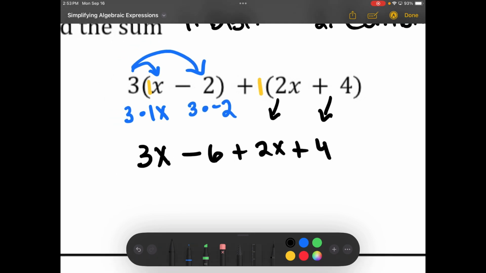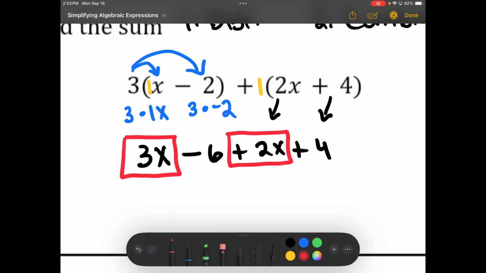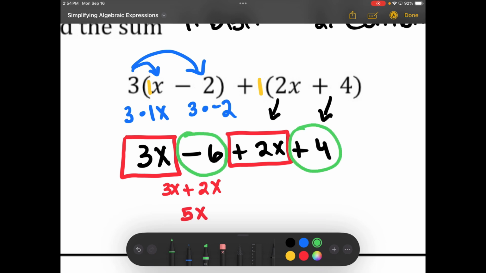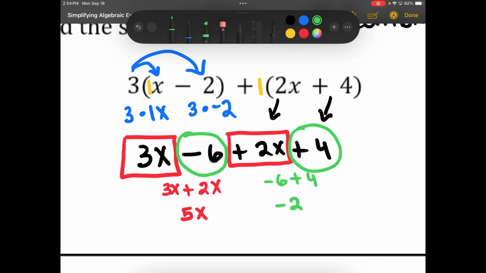Now we're going to do step 2. We know distributive property is done because there are no more parentheses. So now we're going to do step 2, combine like terms. Start with the variable. What are my two like terms with a variable? 3x and positive 2x. So that's 3x plus 2x. 3x plus 2x is 5x. My other two are negative 6 and positive 4. Negative 6 plus 4. Negative 2. So my final answer here is what? 5x minus 2.